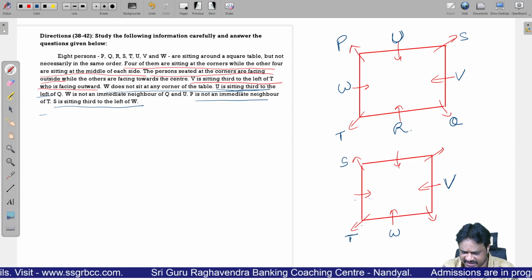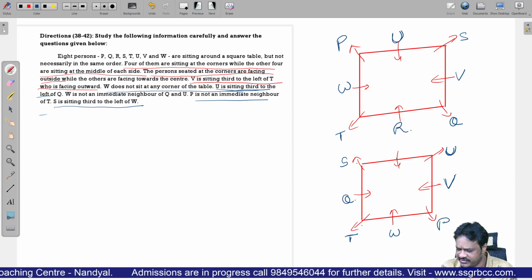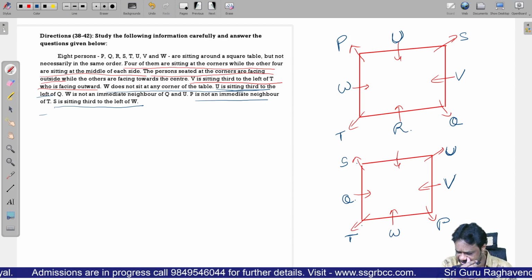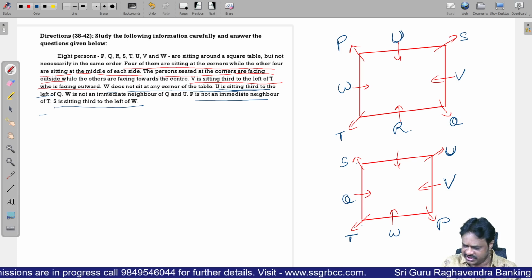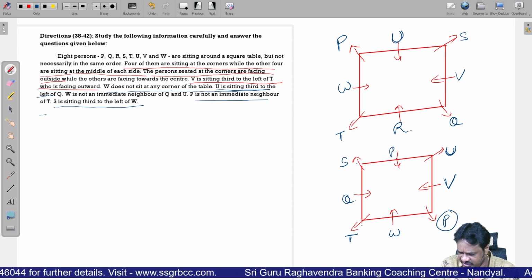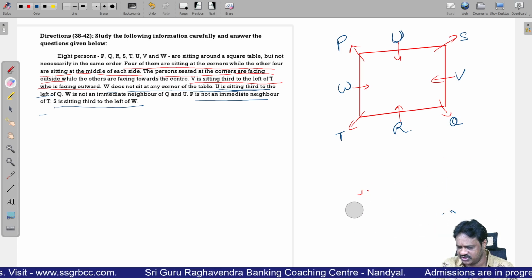Now come to the second case. W is not the neighbor of Q. So if I write Q here, Q left to first, second, third, here we will get U. P is not the neighbor of T, so here we will get P. Now U is sitting to the left of Q, so here also you may write P. There are two chances where we can write P. There is uncertainty, so this is definitely wrong. Only the first one will be correct.